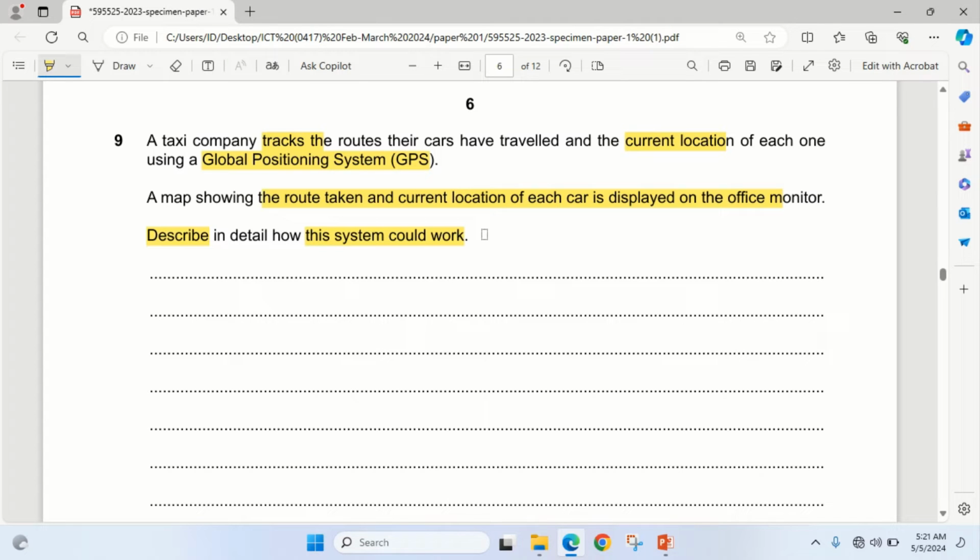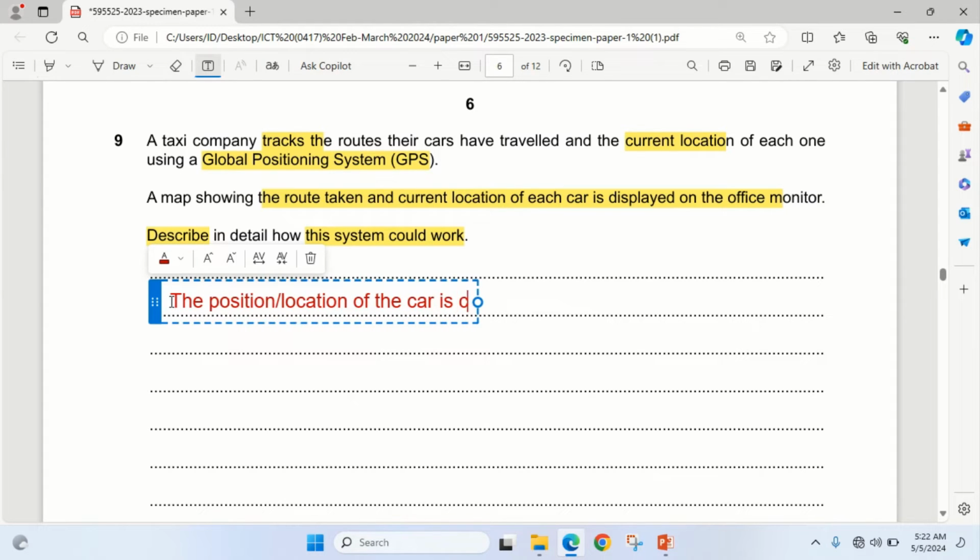So now you can say that the position of each of the cars is calculated using GPS software. If those cars don't have GPS software installed, there will be an issue. It won't be possible. So you can say the position, talking about the location of the car, is being calculated by the GPS software. That's a point.